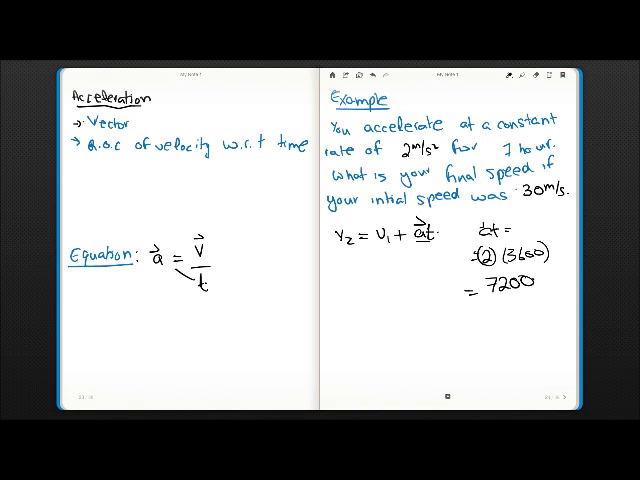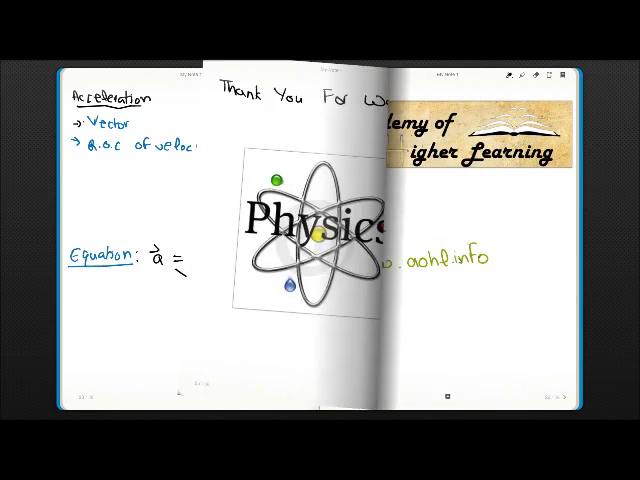And since our initial speed was 30 meters per second, just put that in here. So it'll be 30 plus 7200, and that will give us 7230, which is ridiculously fast, meters per second. And that's pretty much it. That's the end of the video.